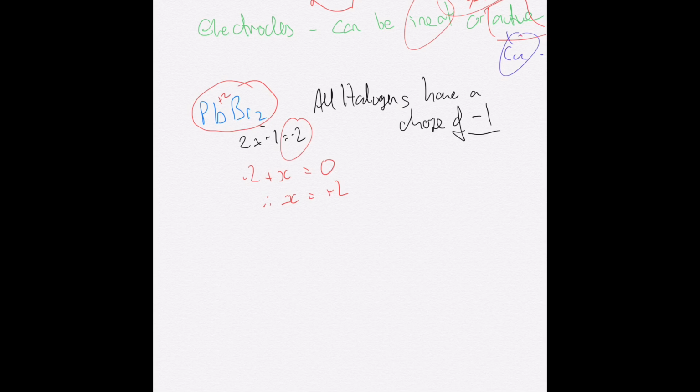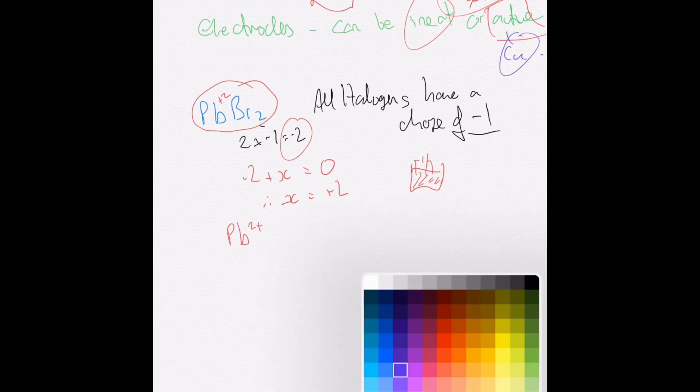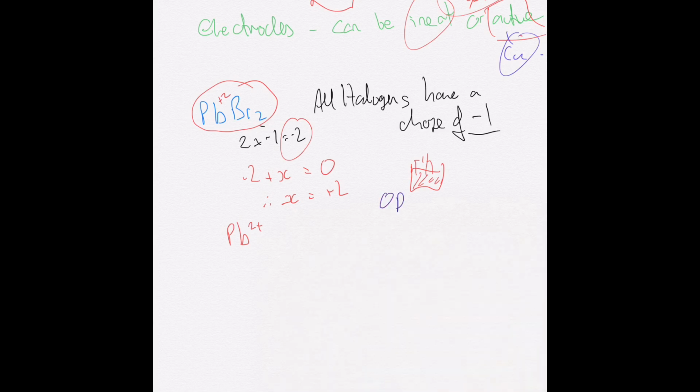That's useful because in our little cell, let's do a quick drawing here. We're going to have lead 2+, and opposites attract, right? Opposites attract, they always have, they always do, and they always will. So opposites attract.